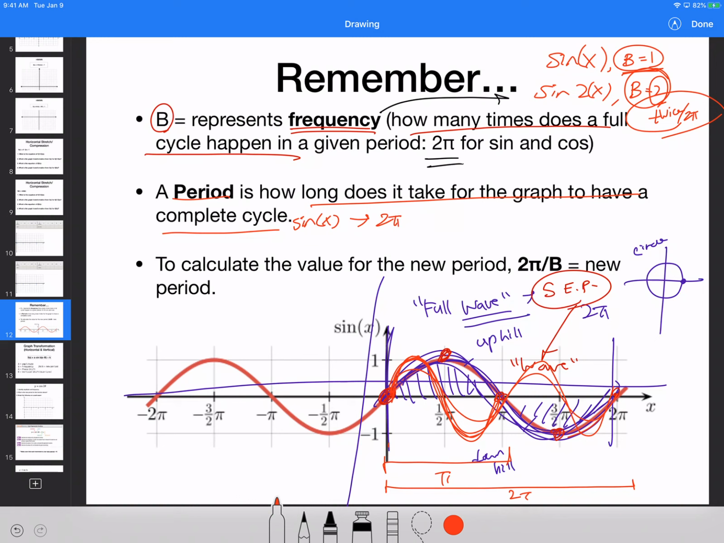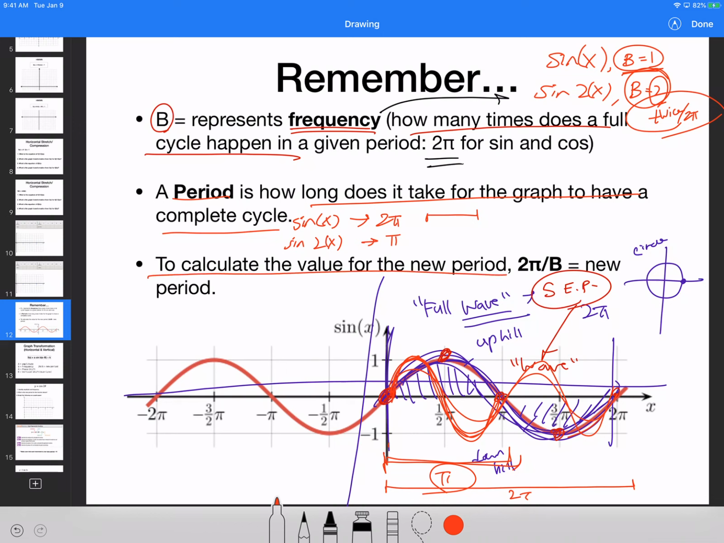That's how long it takes, in an x scale, for a sine graph to complete one cycle. Sine of 2x would mean that it happens every pi. Because, as you can see, a full cycle happens every pi frame, and that's what it's going to be.